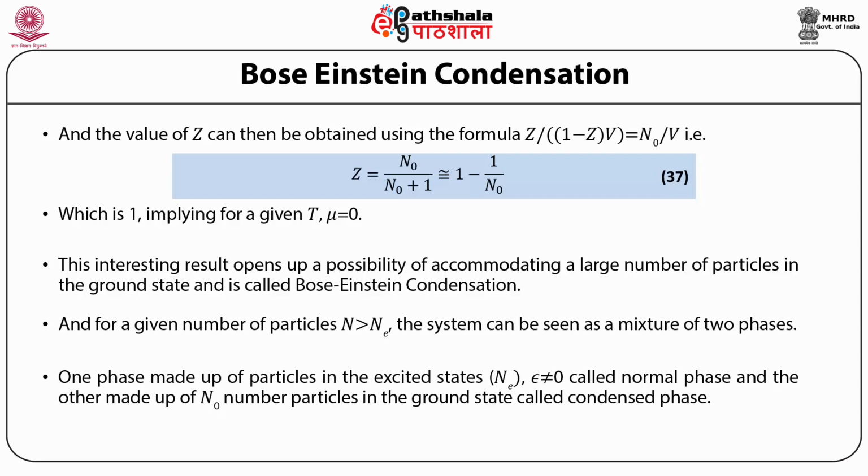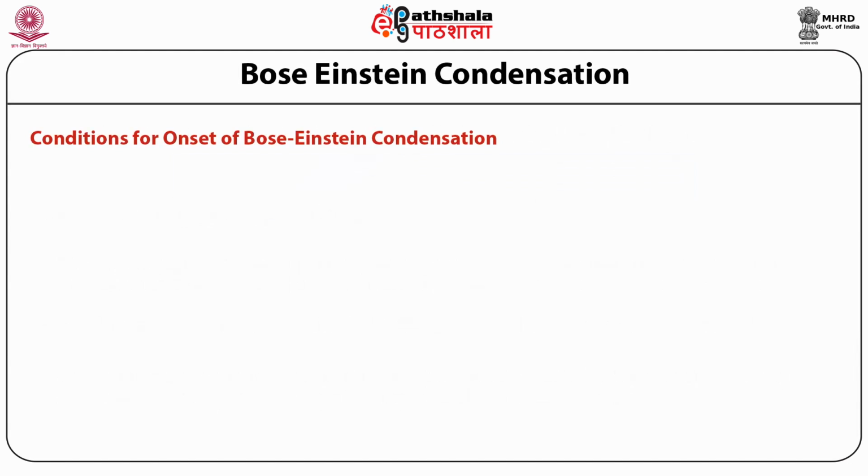One phase is made up of particles in the excited states, that is Ne, with epsilon naught equal to 0, and is called the normal phase, and the other is made up of N0, the number of particles in the ground state, called the condensed phase. Now let us look at the conditions for the onset of Bose-Einstein condensation.